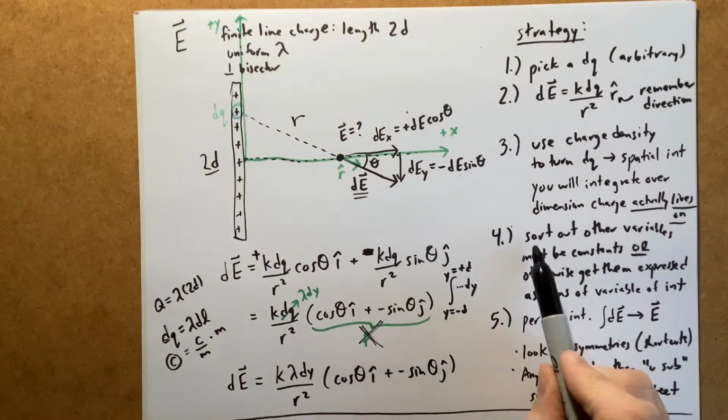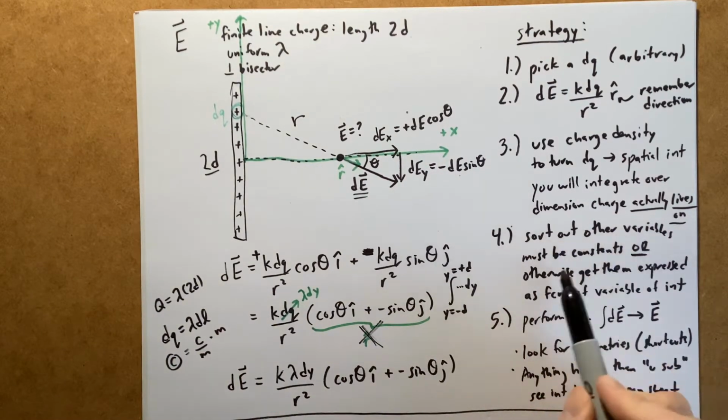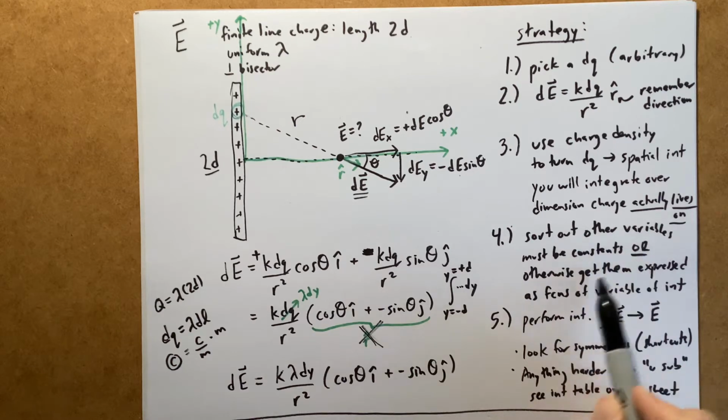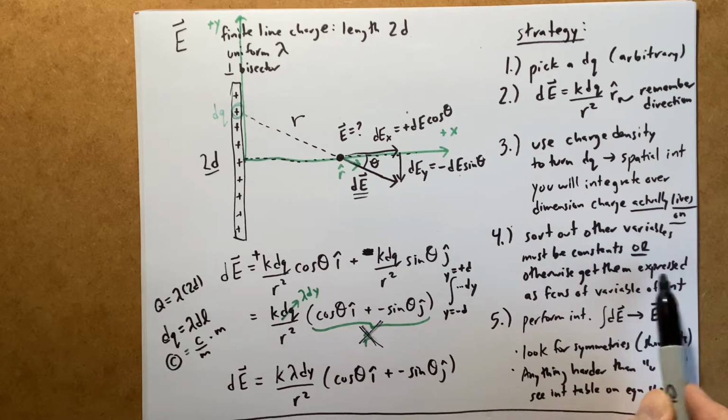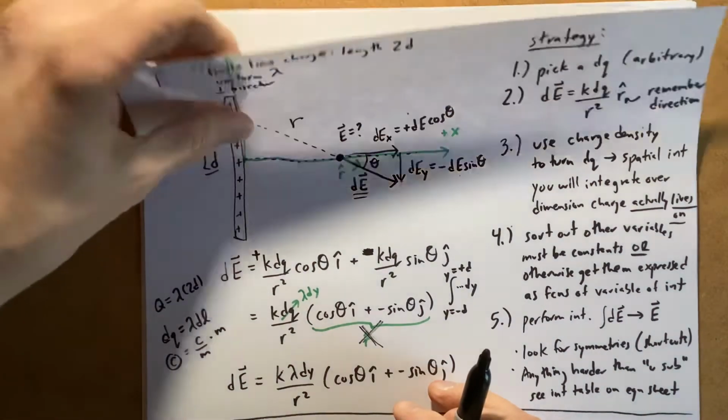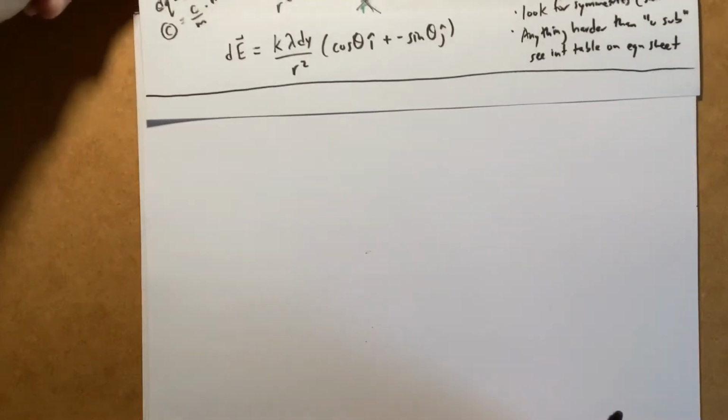So this step 4 says sort out other variables. They must be constants, or otherwise we need to get them expressed as functions of the variable of integration. Okay, so what is this? What do we need to do here? We kind of need to take stock of what's happening.